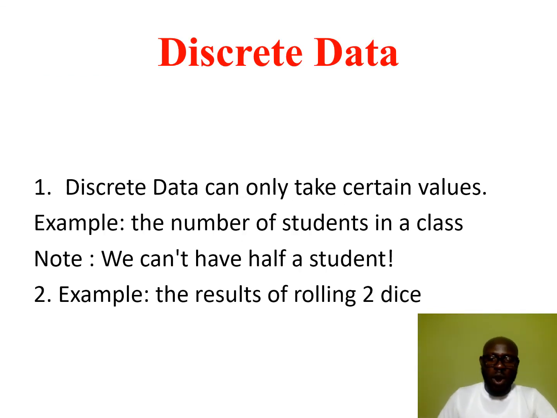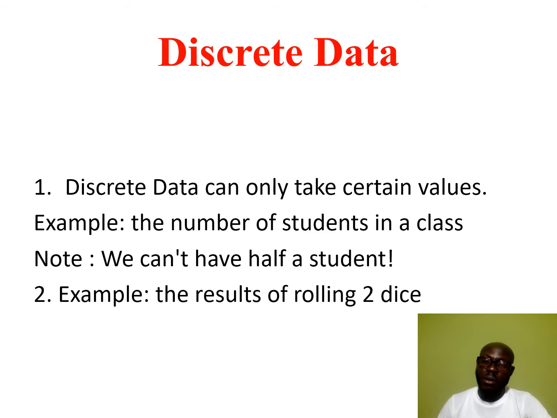Good. Now, more light on discrete data. Discrete data can only take certain values. It only deals with certain values, specific values. An example, the number of students in a class. So over here, we need to come up with the total number of students in that particular class. We shouldn't have half of the students. No, we are dealing with the total number of students in a class.